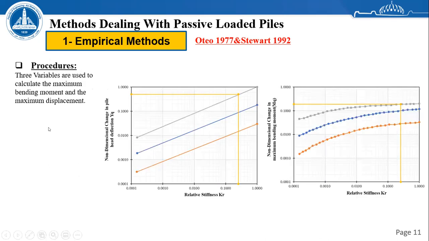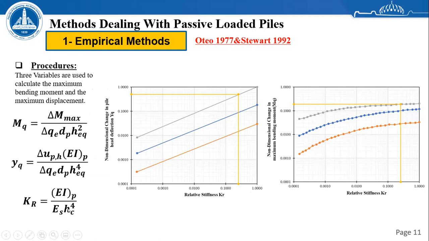We use these charts. We use the first chart to calculate a non-dimensional variable. In the first chart, we calculate the relative stiffness, which is equal to the flexural pile stiffness over the Young's modulus of the soft layer multiplied by the thickness of the soft layer to the power 4. We enter the chart with the value of the relative stiffness to calculate the non-dimensional variable, which is YQ, and we use the second chart to calculate the MQ.